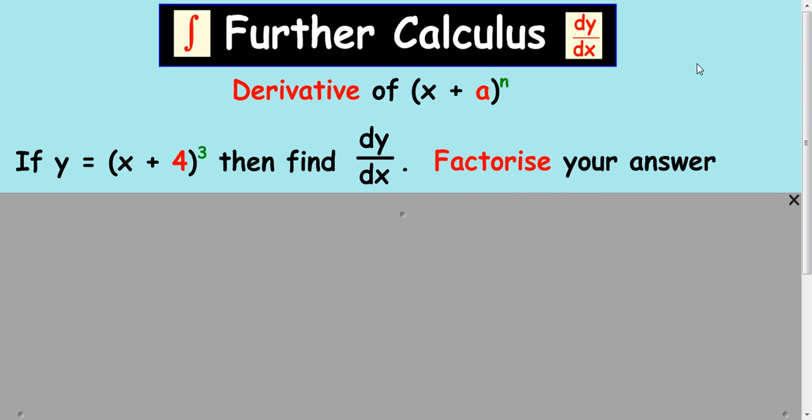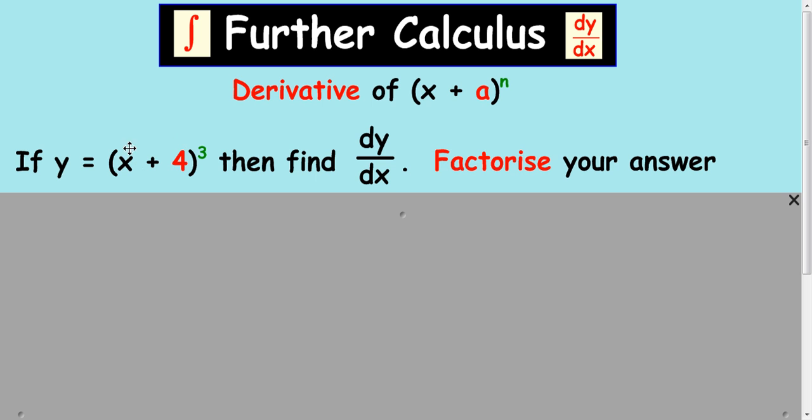We're now going to look at how to differentiate some more complex functions. Not trig functions like in the last lessons, but functions involving brackets to the power of. So if we look at this function here, for example, y equals (x + 4) to the power of 3, and we were asked to find the derivative of this.